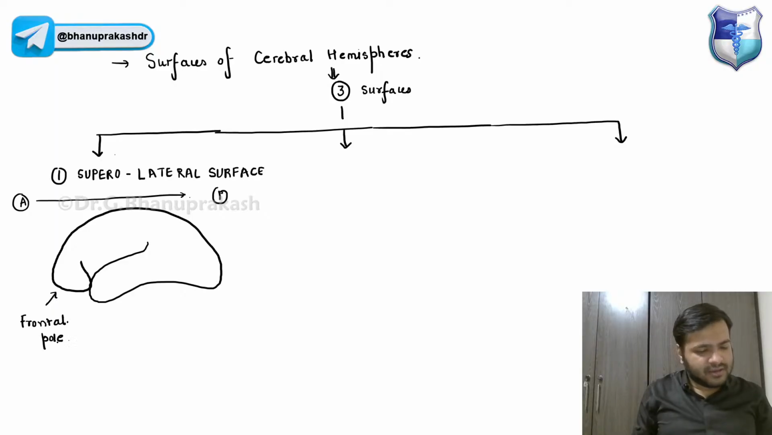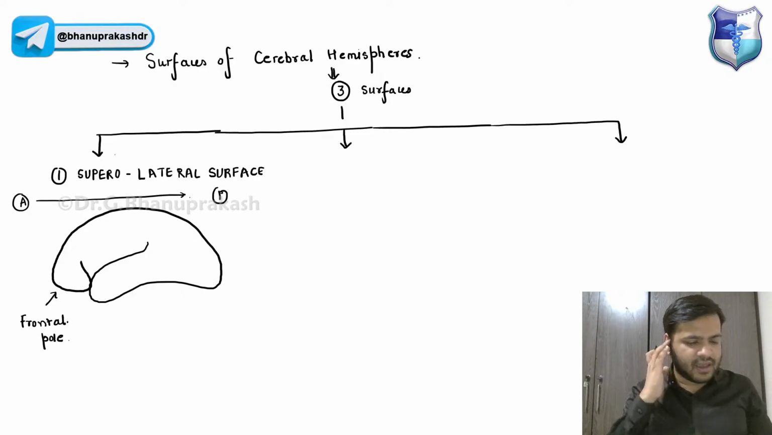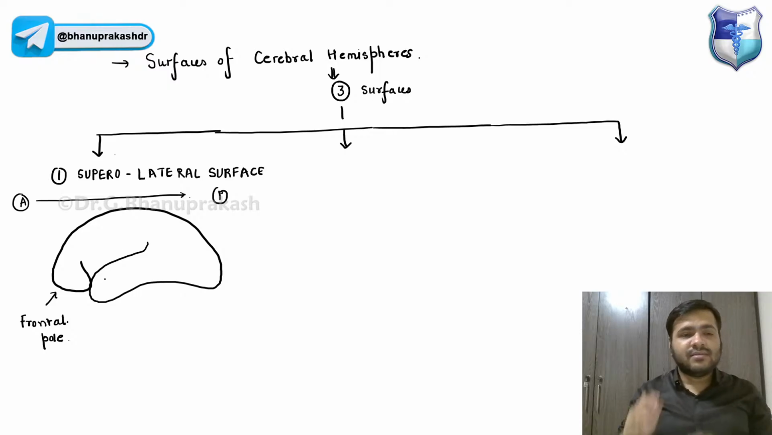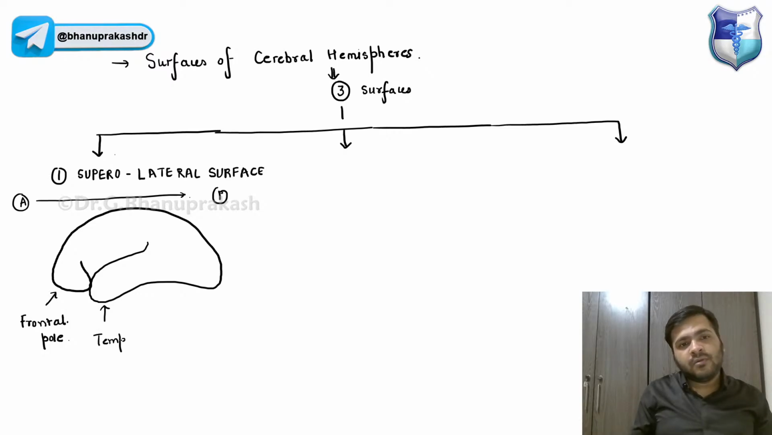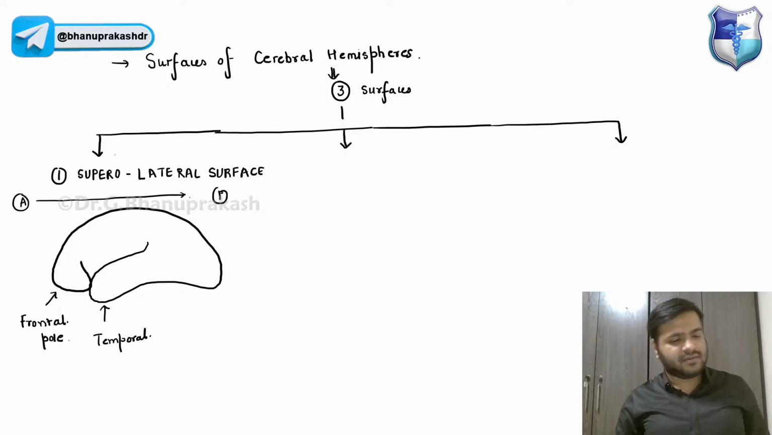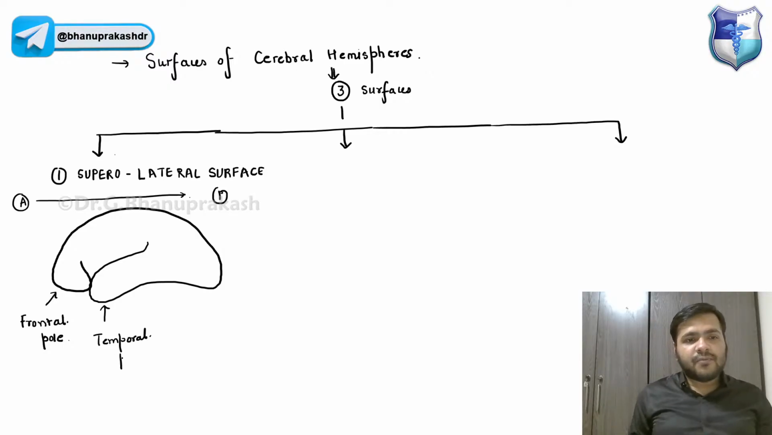Anteriorly is the frontal. Then on the sides, we already know we have the temporal bone, so we have the temporal pole. Yes, I will be teaching everything, so absolutely no need to worry. We have the temporal pole, and at the back, the occipital pole.